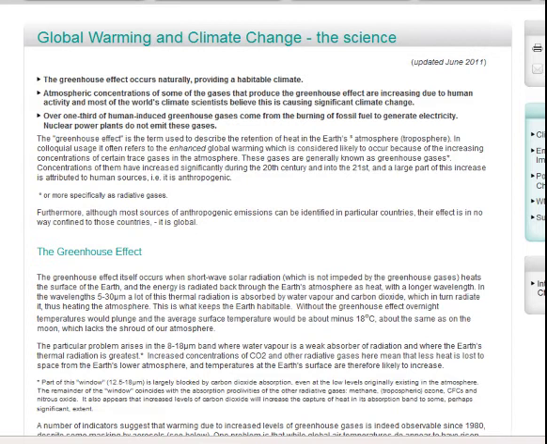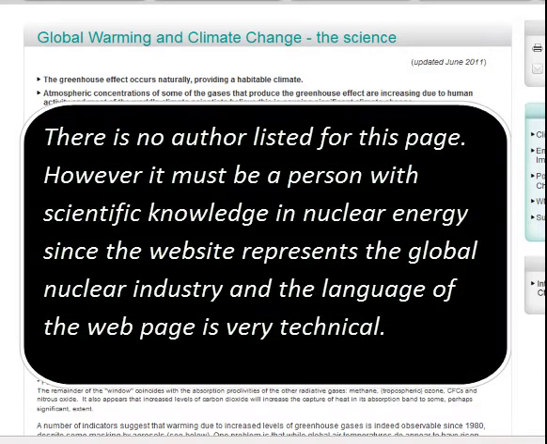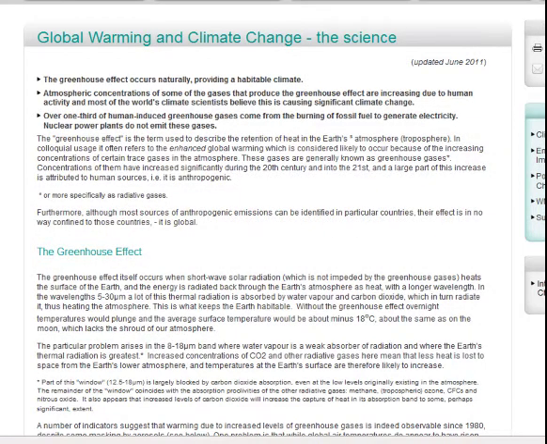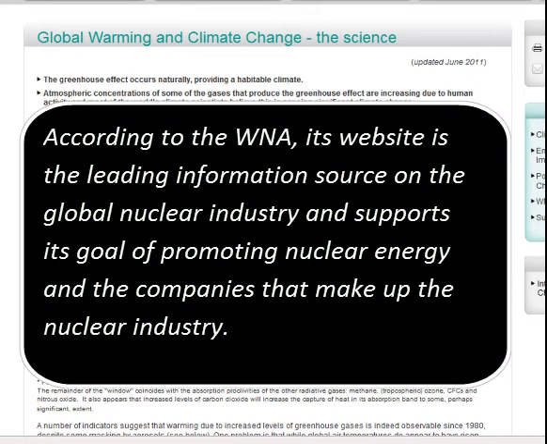So, on an activity question asking you to discuss the author and credentials of the page, you could say in your answer, "There is no author listed for this page. However, it must be a person with scientific knowledge in nuclear energy since the website represents the global nuclear industry and the language of the web page is very technical." When I ask you to discuss the website agenda, you could say, "According to the WNA, its website is the leading information source on the global nuclear industry and supports its goal of promoting nuclear energy and the companies that make up the nuclear industry."